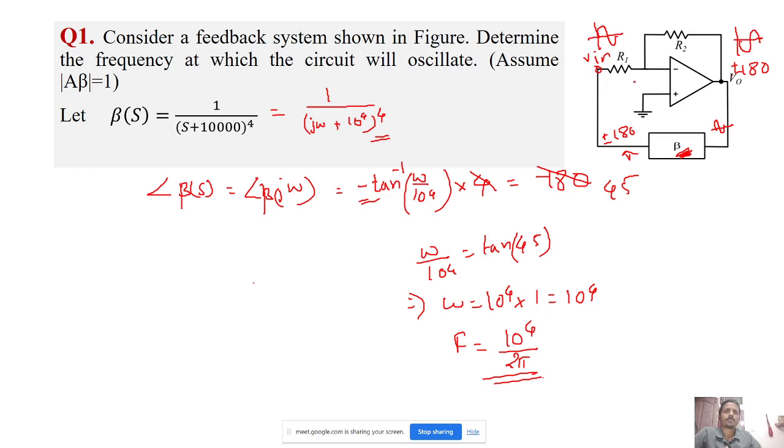Correct. Like we will just assume this block as like this, right? See, there is some forward amplifier A, and there is some feedback amplifier B, beta.